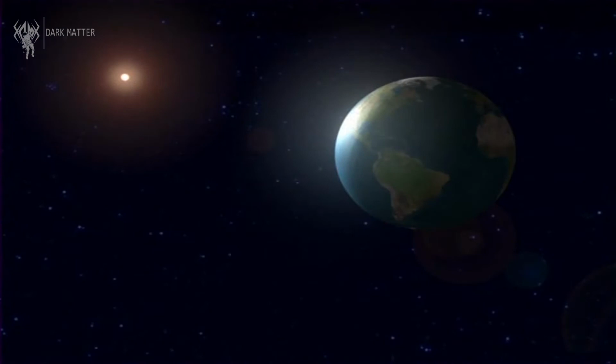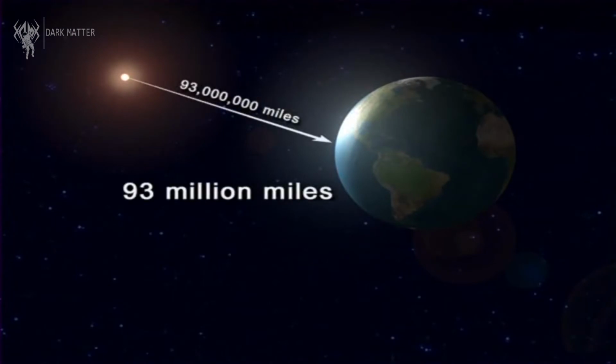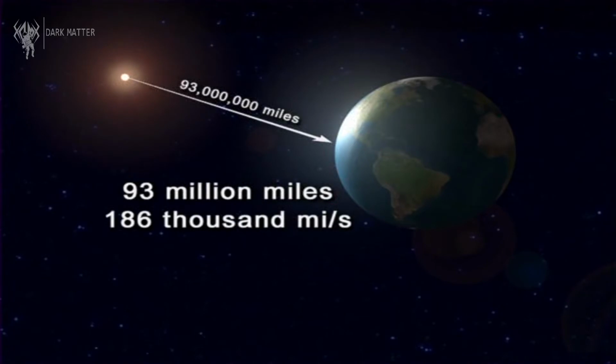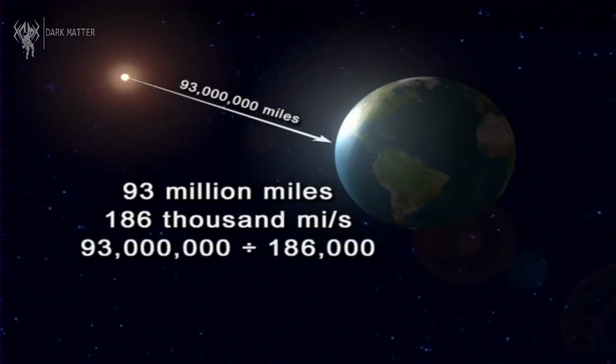How long does it take light from the sun to reach the Earth? Since the sun is 93 million miles away and light travels at about 186,000 miles per second, the number of seconds will be the answer to the division problem, 93 million divided by 186,000. My first step would probably be to simplify those numbers by dividing both of them by 1,000. So now I'm thinking about 93,000 divided by 186.